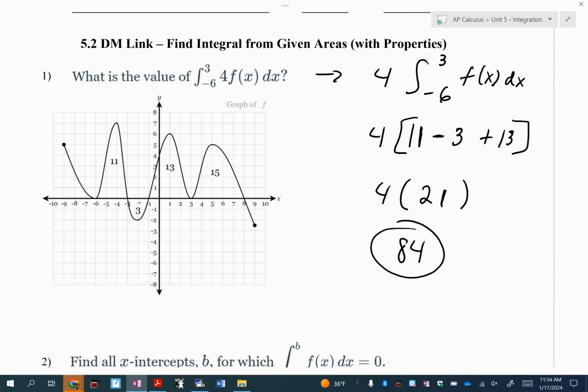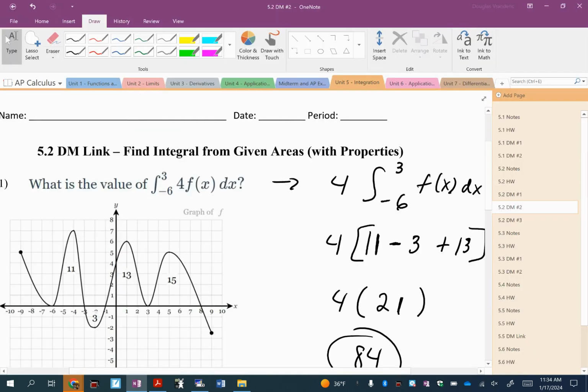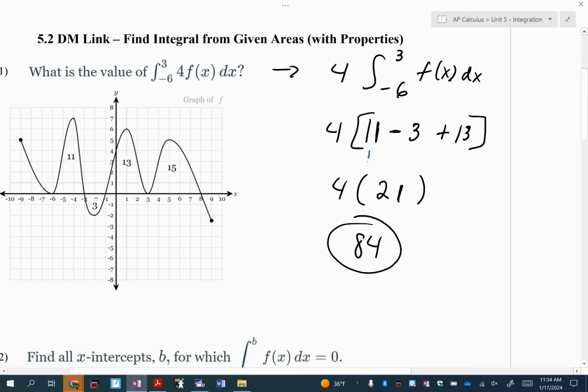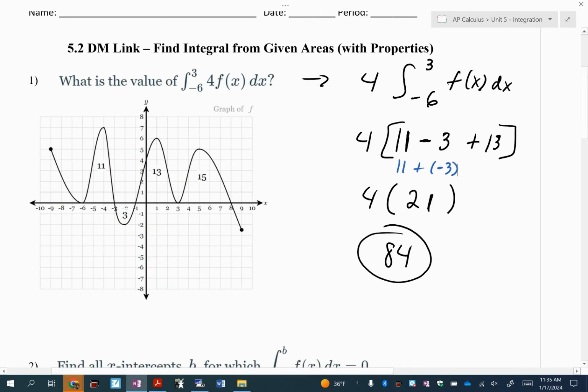Wait, so you said that this could be plus or minus? Well, what I was saying is you could either write it as I wrote it, as 11 minus, or some students might write 11 plus -3. What I'm saying is some students might say, hey, I'm still adding everything, but because it was below the x-axis, I want to make sure I know it's a negative. That's fine. Good question. I'm glad you asked. Any questions on the first one?